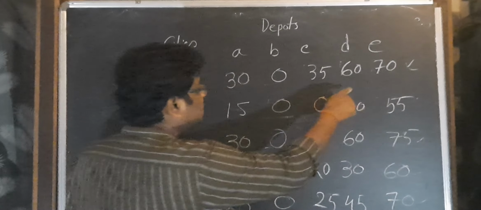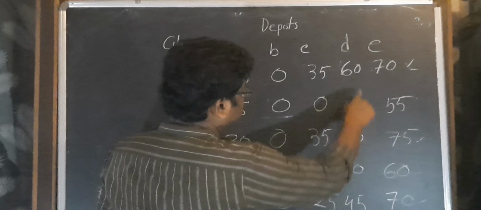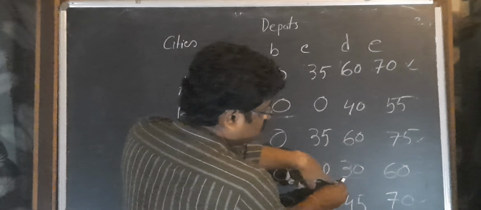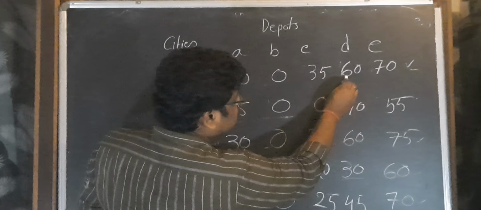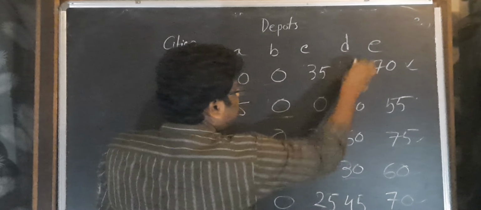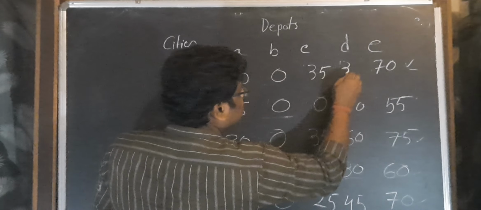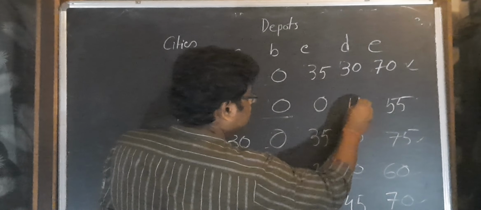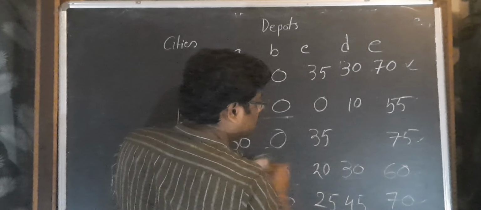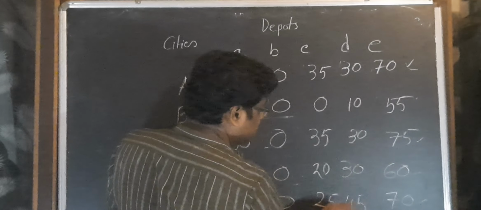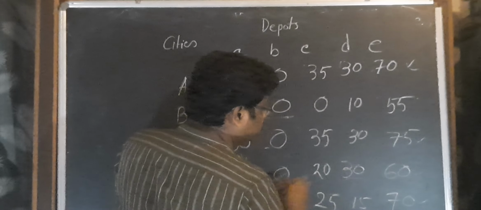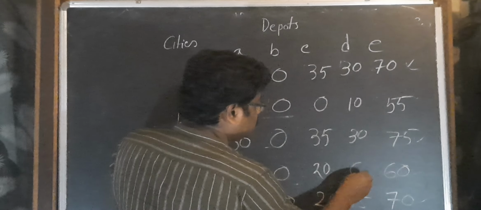Now the minimum among these numbers is 30. If we consider this column, 60 minus 30 is 30, and 40 minus 30 is 10. It will also be 30. 60 minus 30 equals 30, and 45 minus 30 equals 15, and it will be 0. 30 minus 30 equals 0.